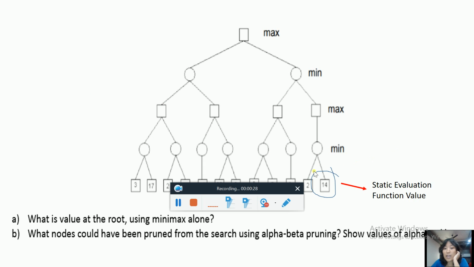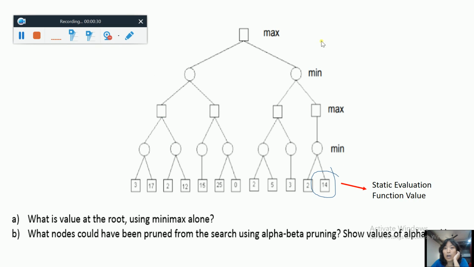Now let us have a tree where you all know the max and the min player. Max would be denoted with this square symbol and min is denoted with this circle symbol, right? And these leaf nodes which carry some values are called static evaluation function values.